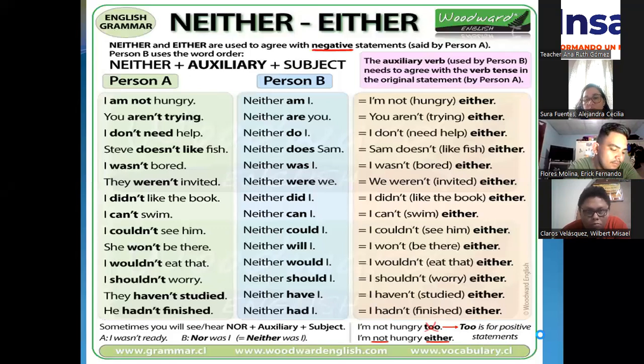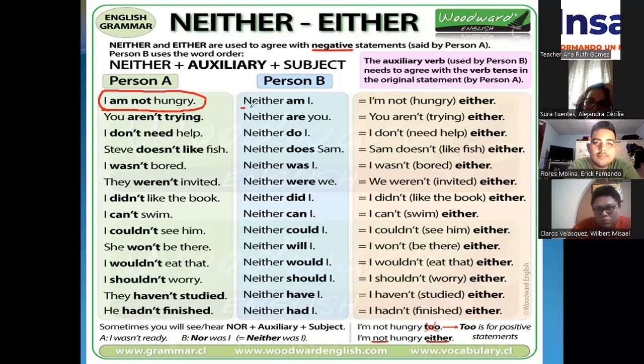Take a picture of this one because it is going to help you, with neither and either. You will see different examples. For example, I am not hungry. This is when you talk about neither. So I am not hungry. What does the person say? You can say, neither am I. Or you can say, I'm not hungry either.